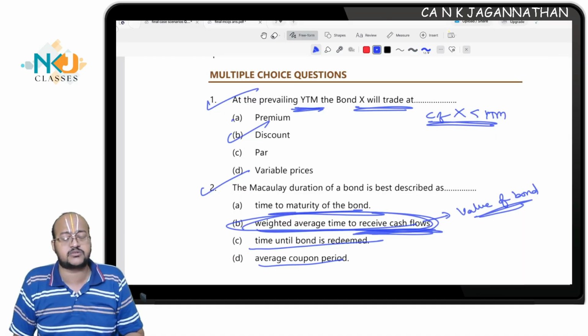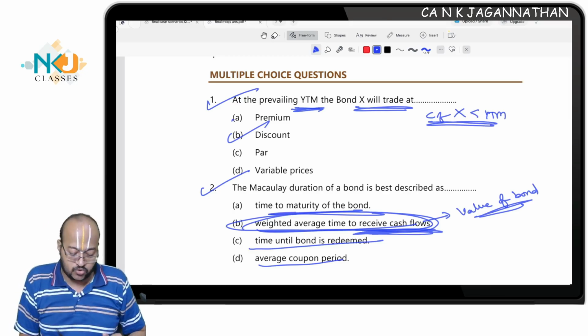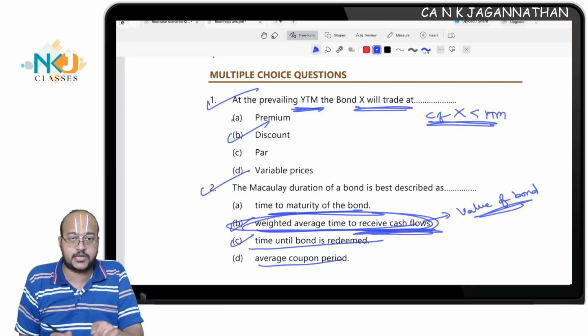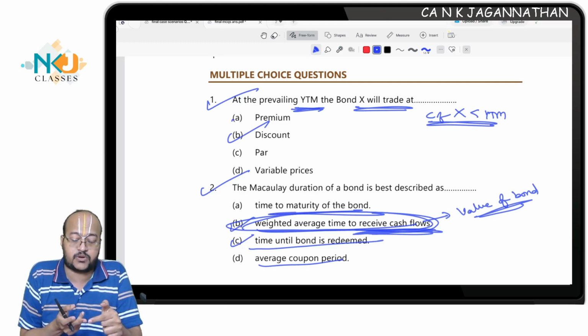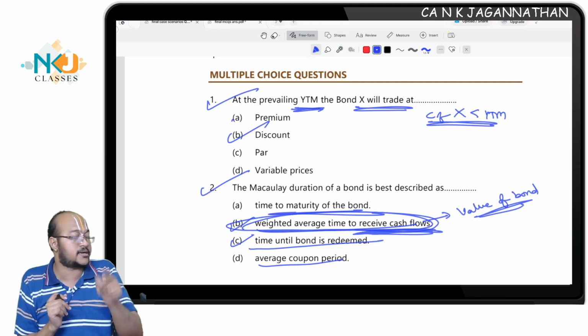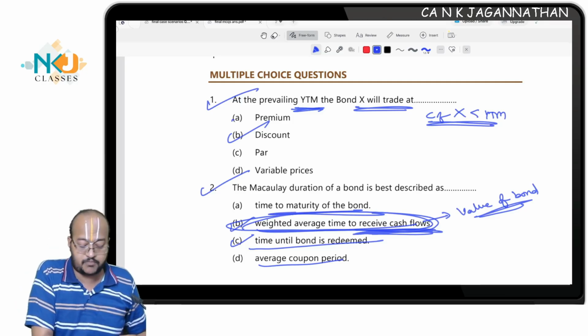Why I am saying interpretation is important: in some other question, you may get into a trap. Assume one option is given as weighted average time to receive cash flow. Another option is given as the weighted average time taken for receiving the discounted cash flow or the intrinsic value. Which one should you select? Select the intrinsic value or the discounted cash flow option. That is the importance of this discussion.